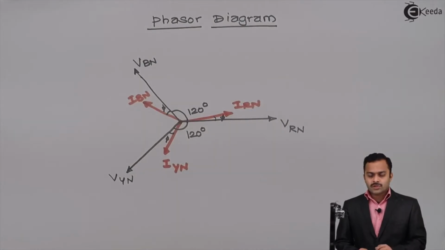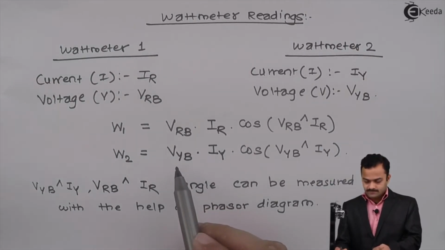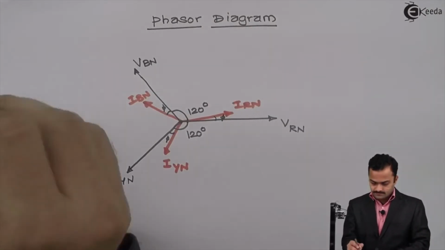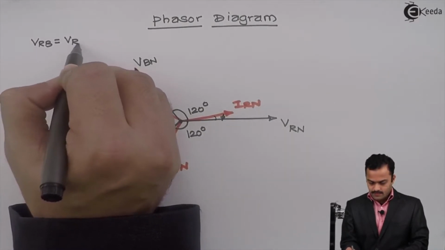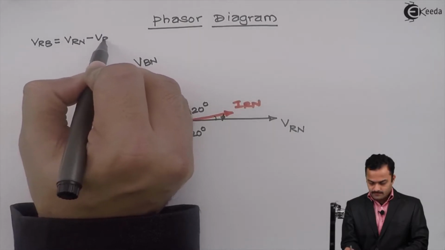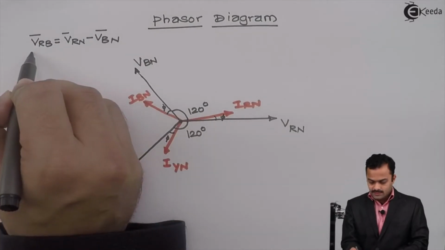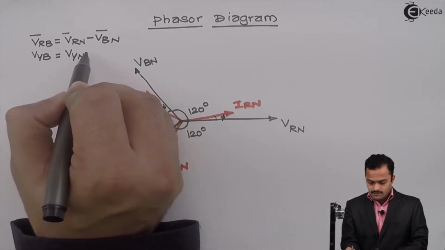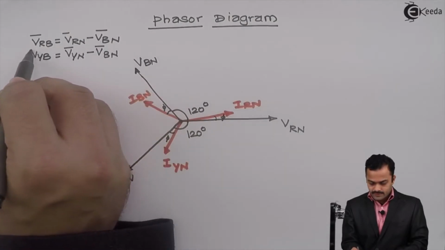Now, we should know the voltage VRB and voltage VYB. So we know VRB is VRN minus VBN. All these are phasors. Similarly, VYB is VYN minus VBN. Again, these are also phasors.